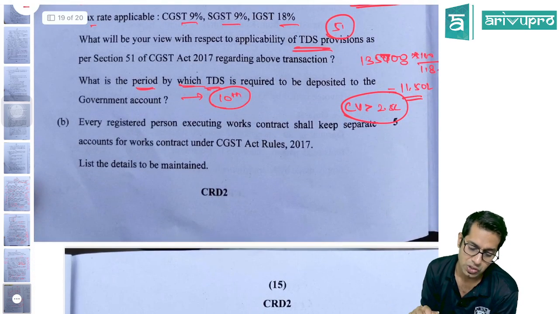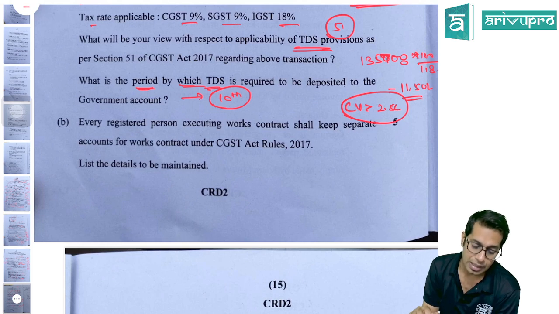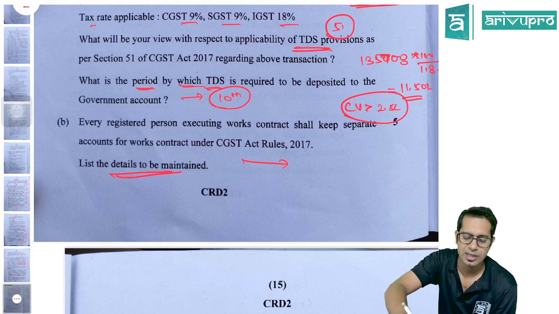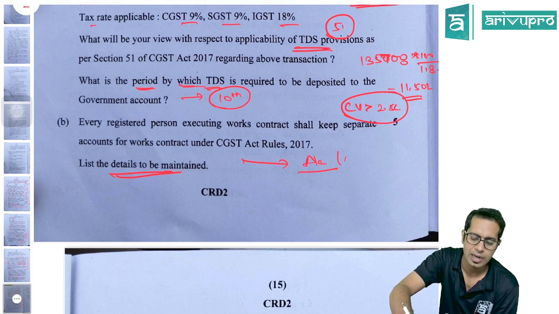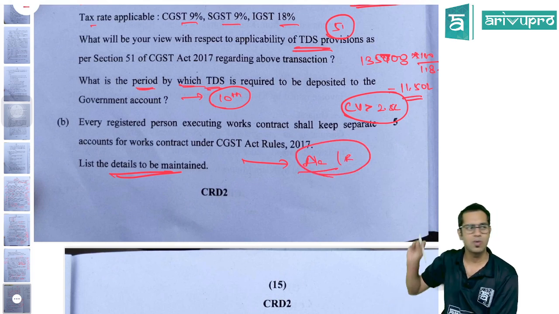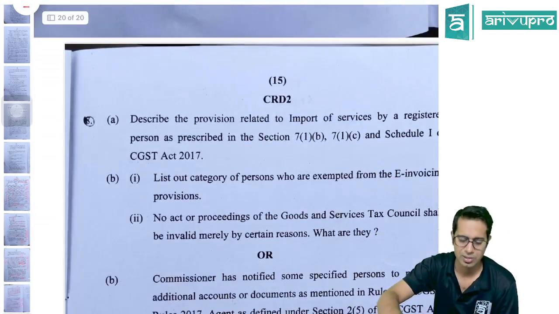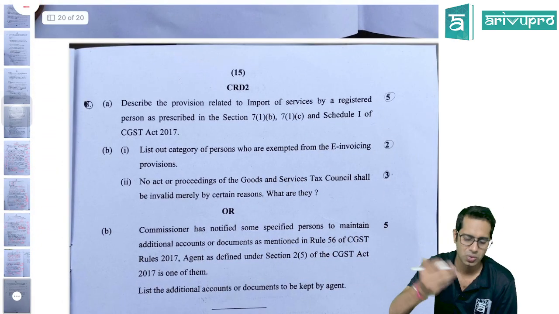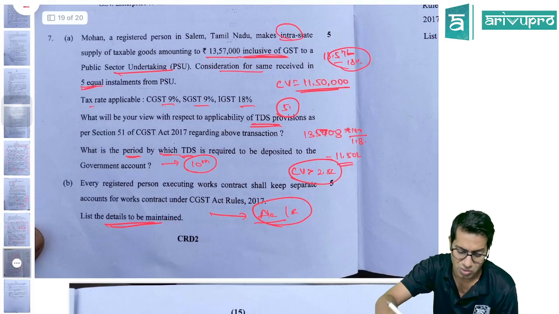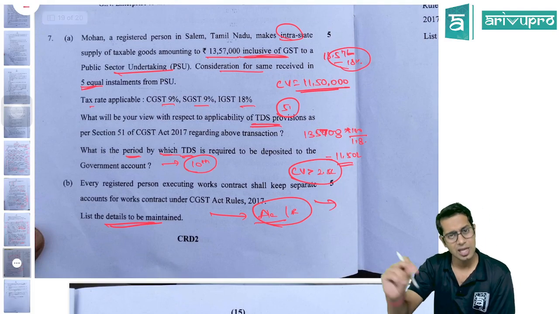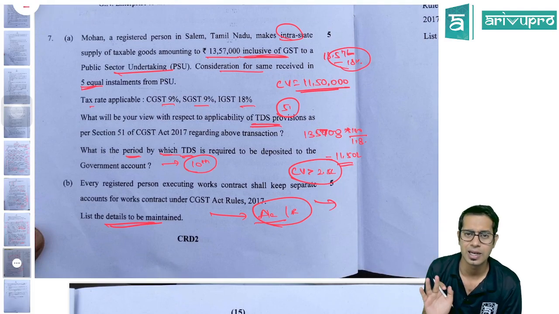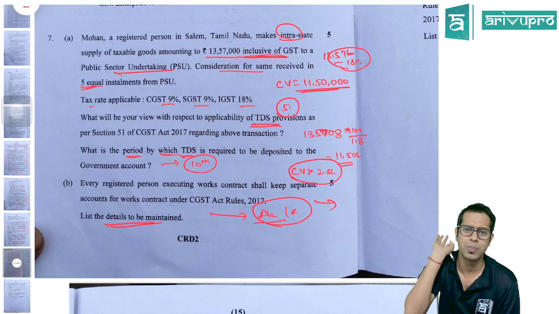Every registered person executing works contract shall keep separate accounts for works contract. List the accounts maintained. So this is the new topic which is added, accounts and records. What are the different books of accounts which are required to be maintained by a works contract person? There are 5 records which you have to list. Okay, theory question. Now this is the beauty of GST law. There will be 2-3 questions which are straight away theory. Straight away theory, you just have to write the theory.